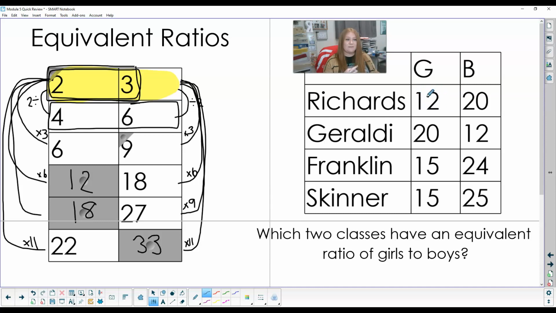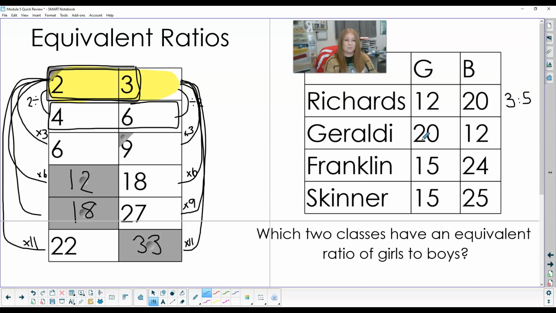So I'm going to start thinking of things that can go into 12. So I'm going to start with 12. Can 12 go into 20? No. 11, no. 10, no. 9, no. 8, no. 7, no. 6, no. 5, no. 4. Oh, yes, 4 goes into both of those. So I always start big and work down because I want to find the biggest number that goes into both of them. So 12 divided by 4 is 3. 20 divided by 4 is 5. So the basic ratio for Richard's class of girls to boys is for every 3 girls, there are 5 boys.